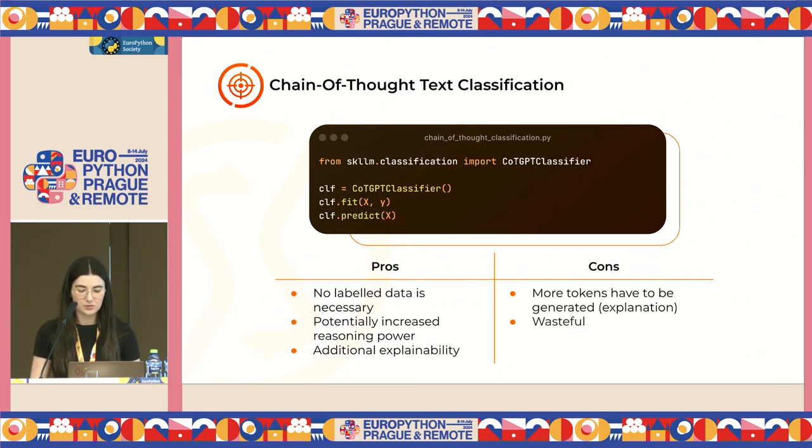The chain of thought approach potentially enhances reasoning capabilities and also offers better explainability, since it does not only provide the label but also the model's reasoning as an output. However, this approach comes with additional token consumption and costs.